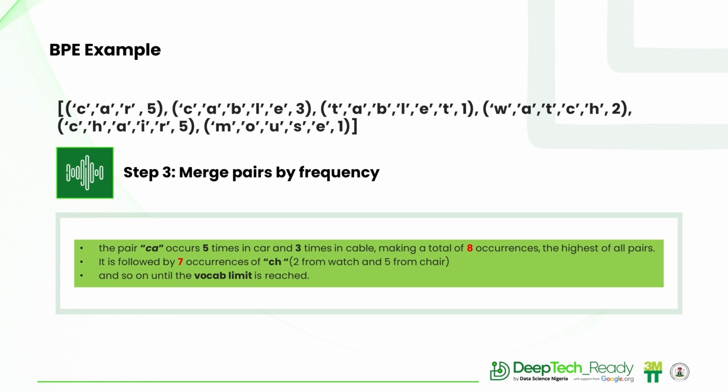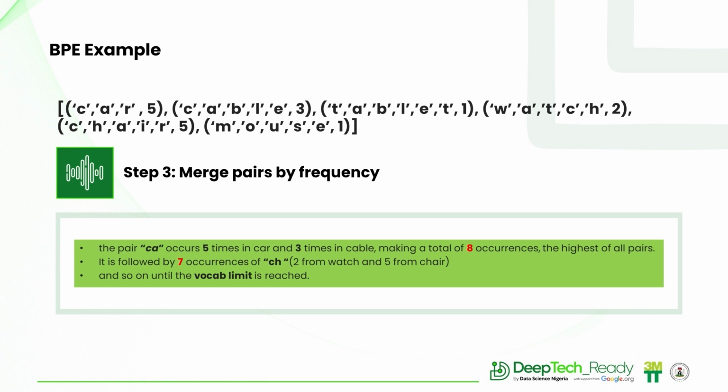It is followed by the pair CH here, which occurs 7 times. It's appearing 5 times here and appearing 2 times here. Okay, and when we continue doing that and so on, isn't it?